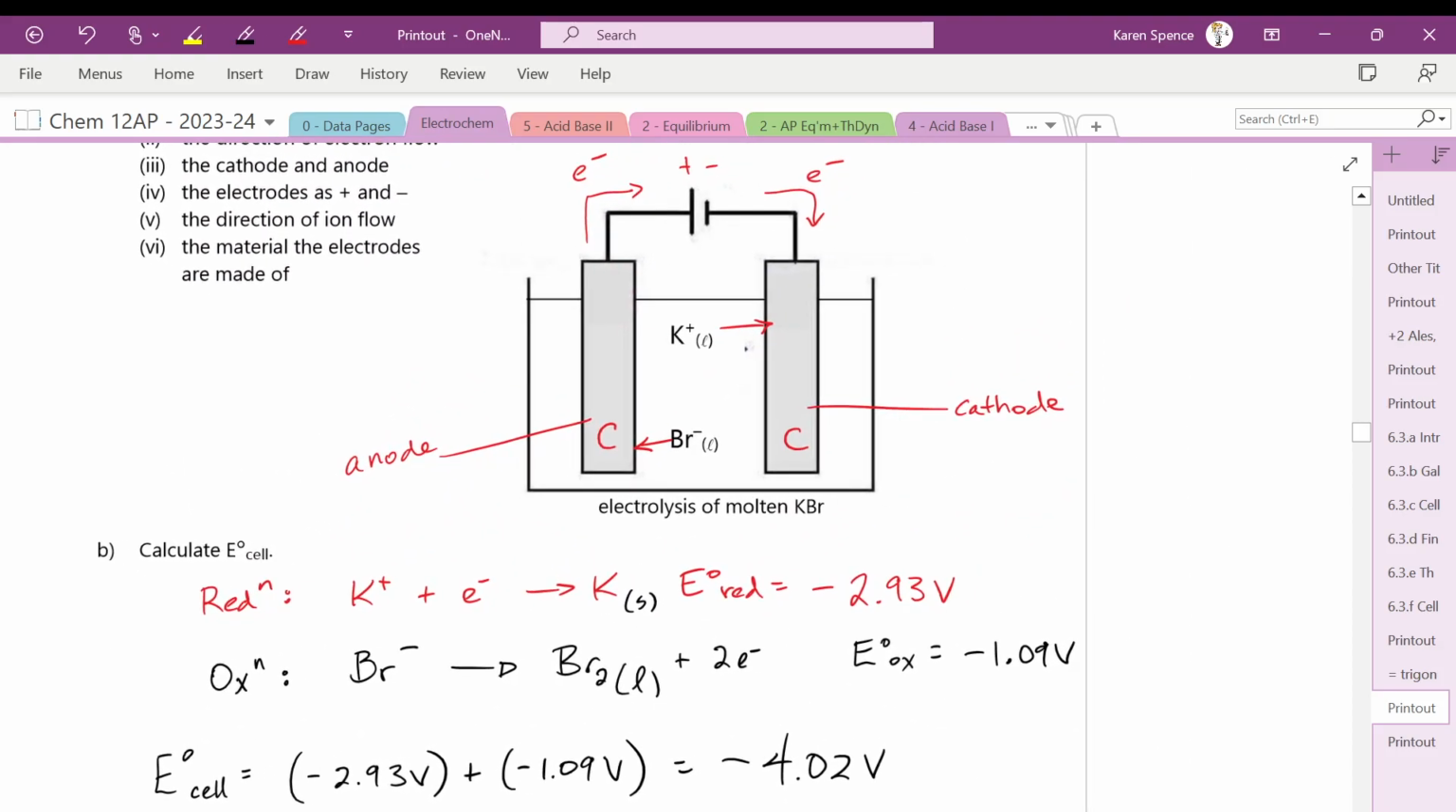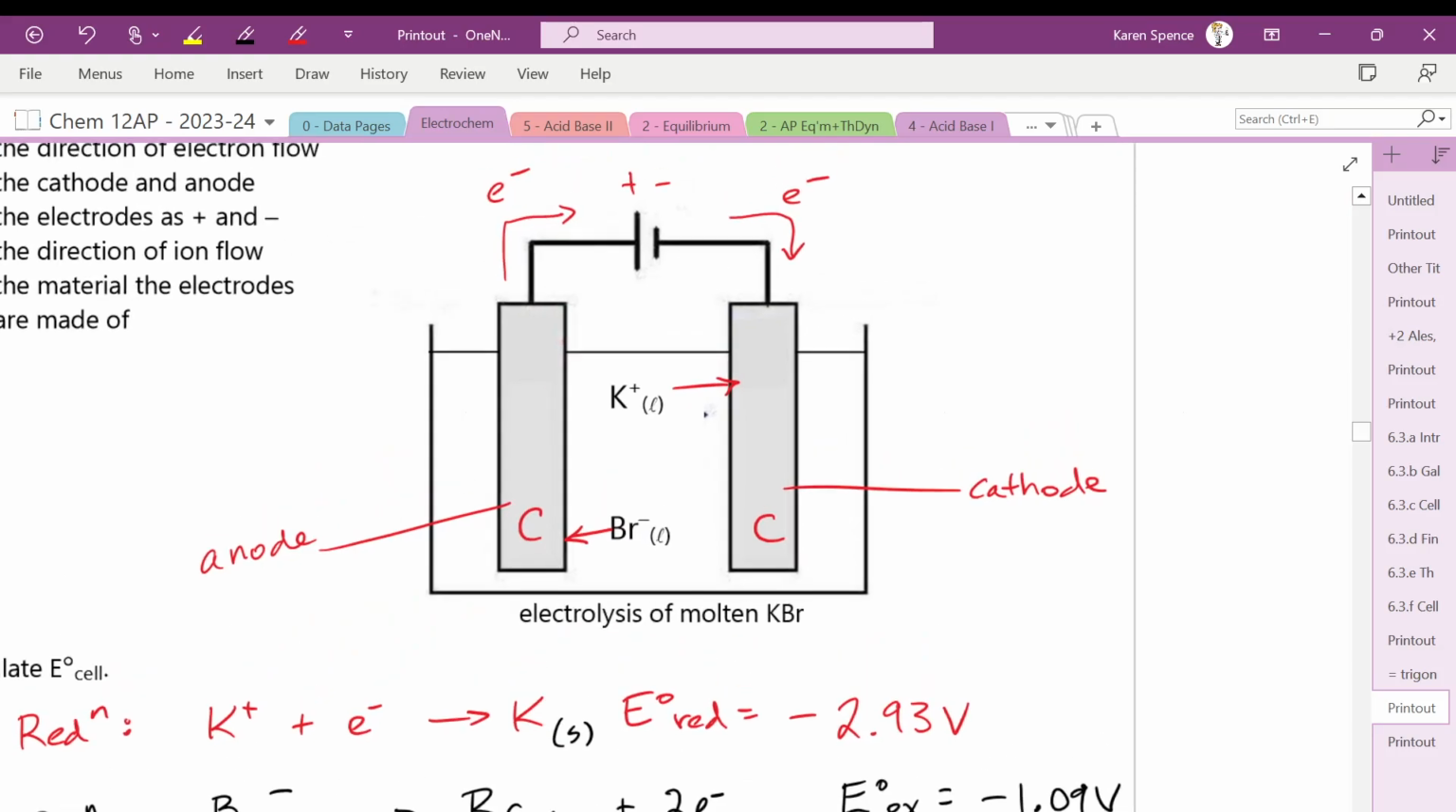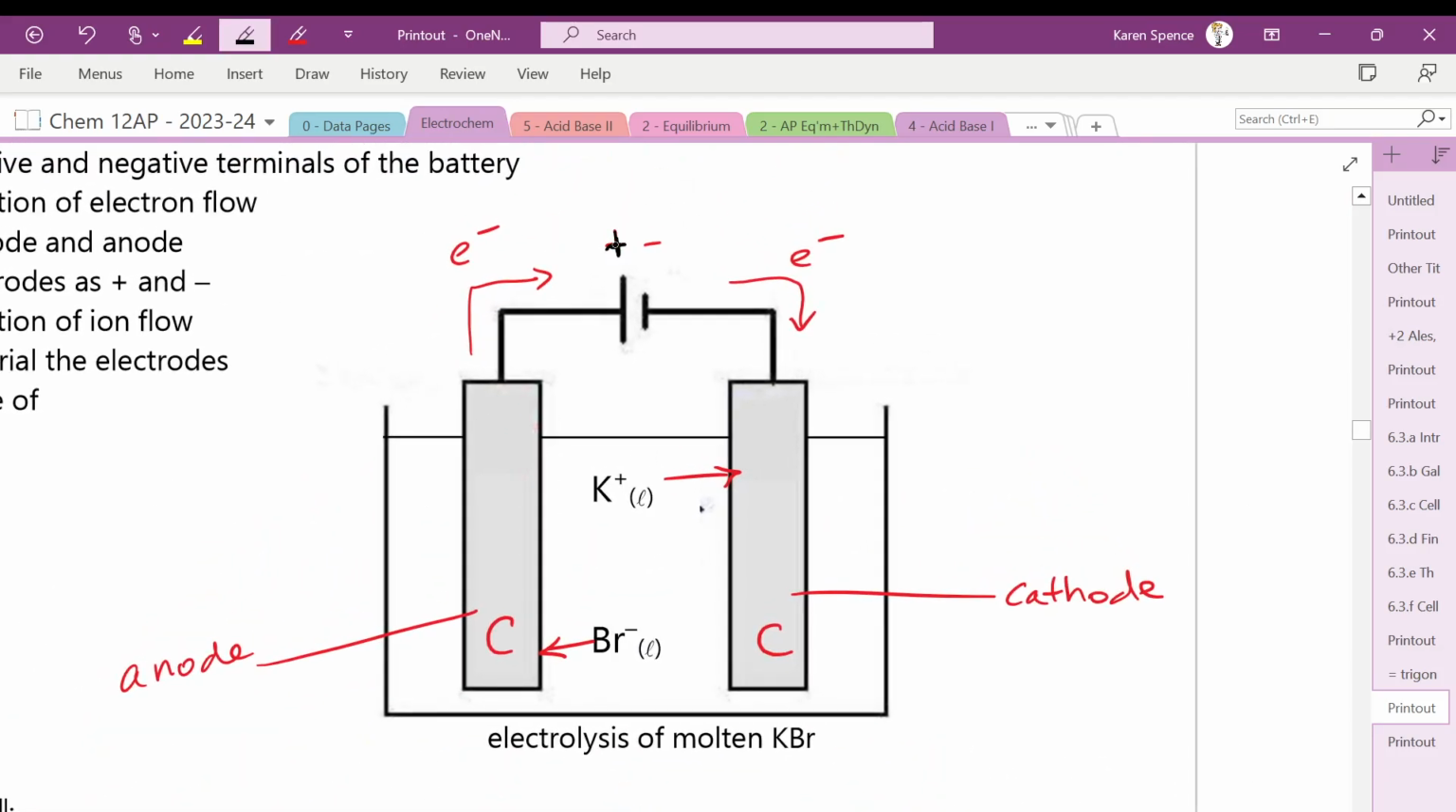Check your cell, see if it looks like mine, and see if you got the same potential for the cell. Excellent. I find the easiest way to do this is to label the positive and negative, and then make my electrons go the direction they would go. They move away from negative and towards positive, so my electrons move from the anode to the cathode, and my cations then move towards the cathode, and my anions move towards the anode. Like I said, if you know one of those things, you know all of them, basically.